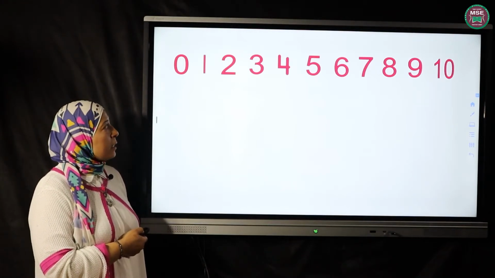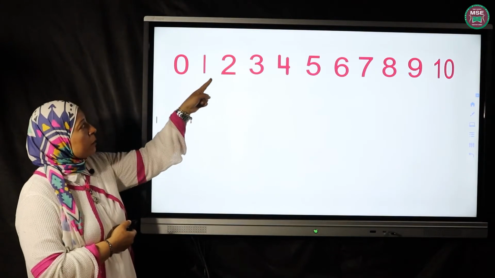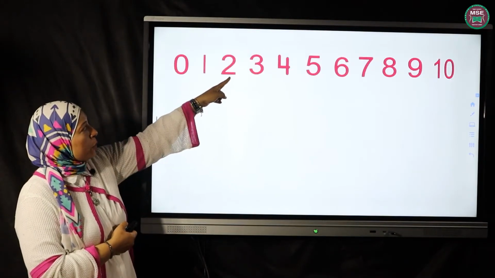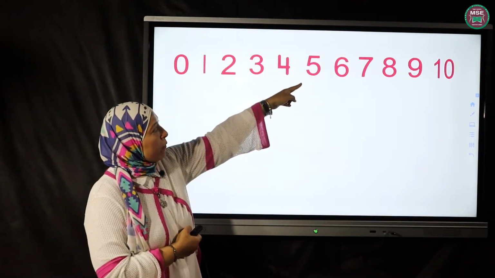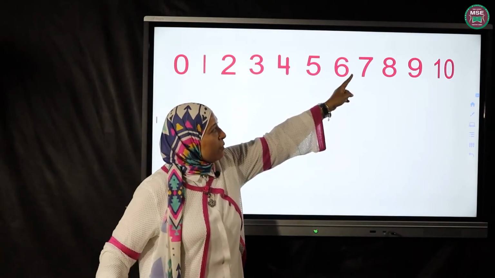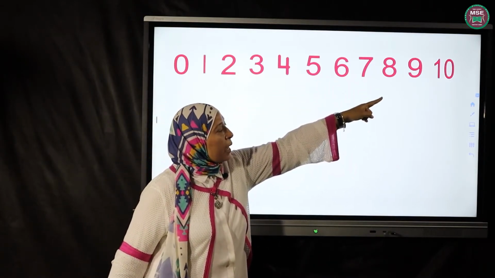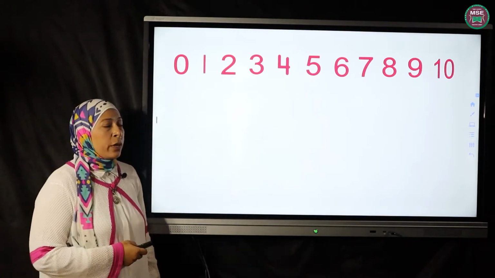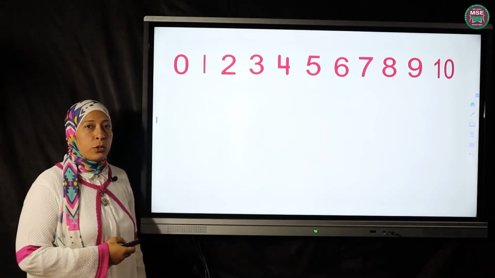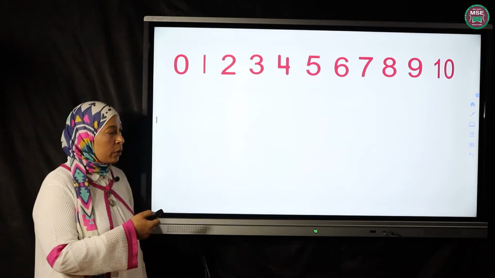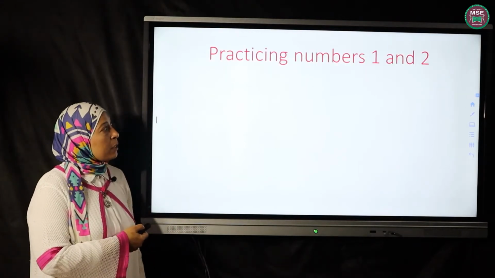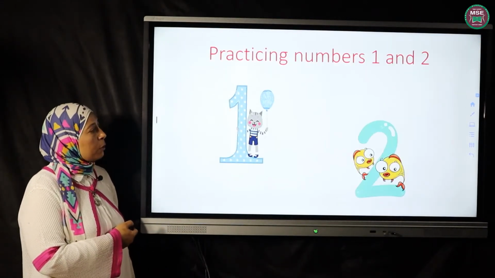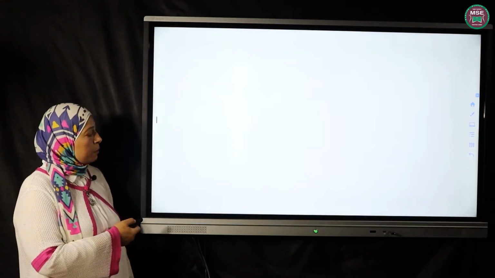Let's count again. 0, 1, 2, 3, 4, 5, 6, 7, 8, 9, and 10. Okay? We are going to start writing numbers 1 and 2. We're going to right now start practicing 1 and 2. Okay? Let's go to number 1.